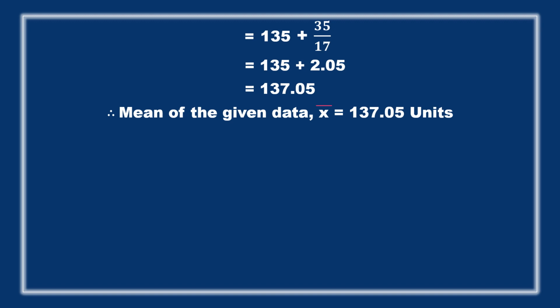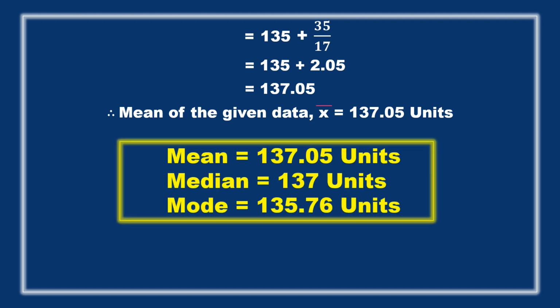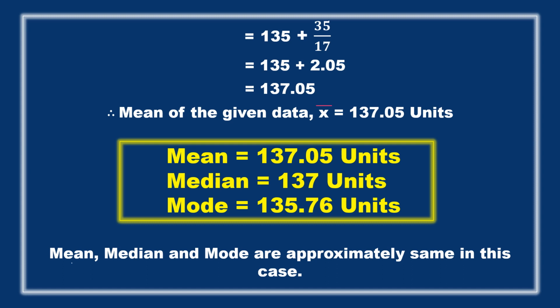Now in the question, they asked to compare the mean, median and mode values. So let us write all these mean, median and mode values together. Mean we have 137.05 units, median we got 137 units, and mode we got 135.76 units. If you observe carefully, all these are almost the same values. So I can give the statement that mean, median and mode are approximately the same in this case. When the question asks to compare them, you should write a statement like this. If they are almost equal, write they are the same in this case. If they are not equal, just write they are different values.